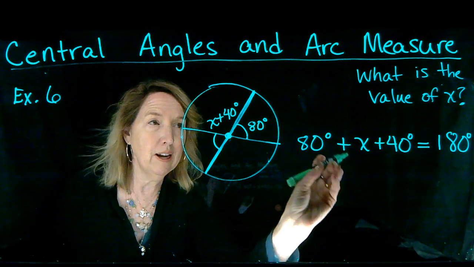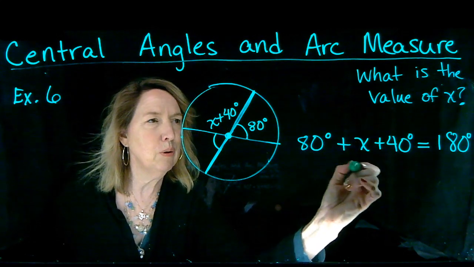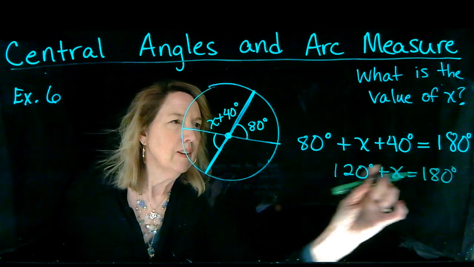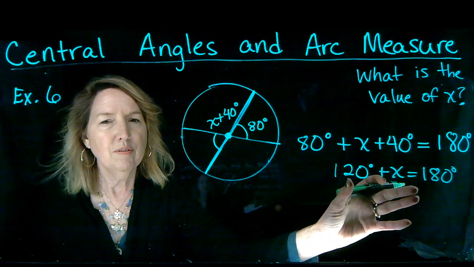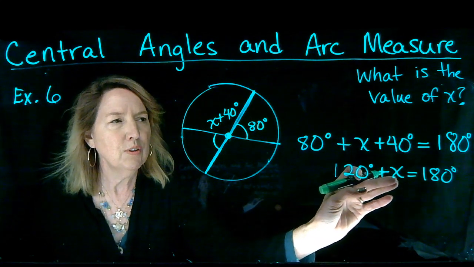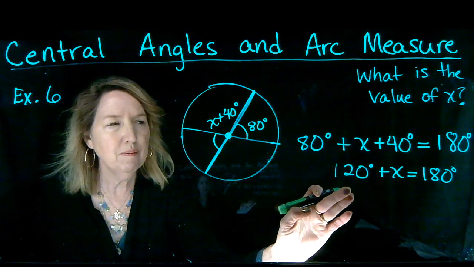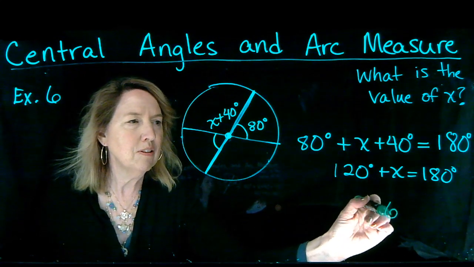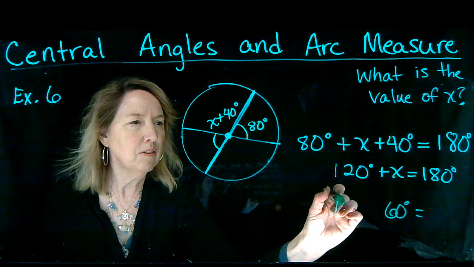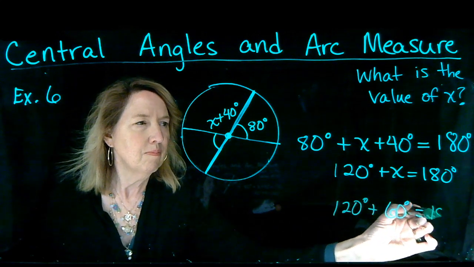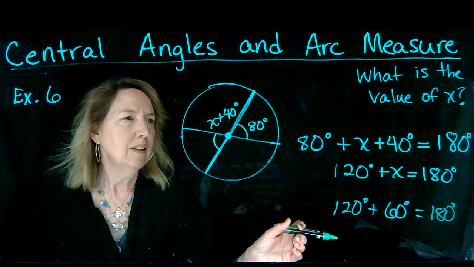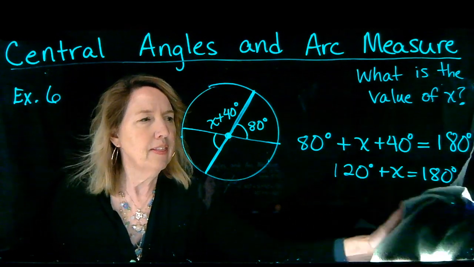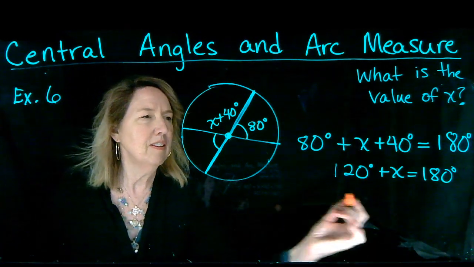I would simplify it. 80 and 40 is 120. And then using algebra or just arithmetic, you can see that something plus 120 must add up to 180. Therefore, that something must be 60 degrees. That's using arithmetic. Using algebra, if you didn't see that the answer is 60 degrees, that's what algebra is for. It gets you the answer without you having to do it.